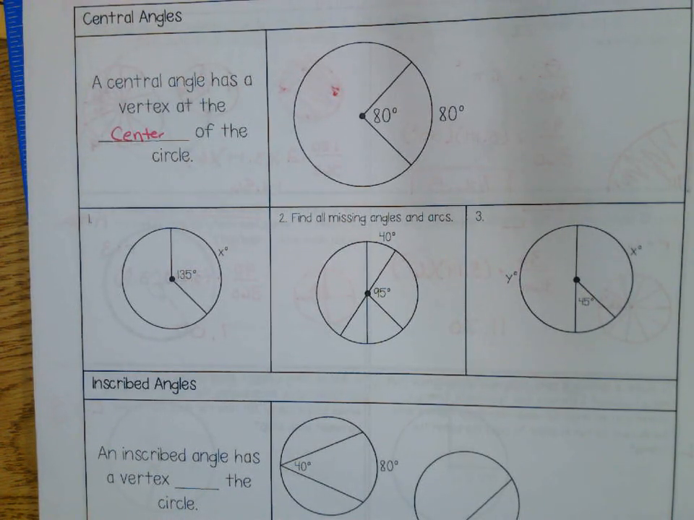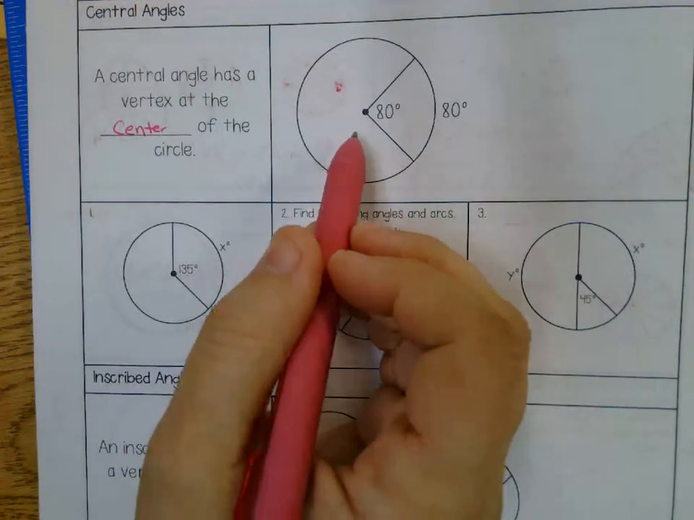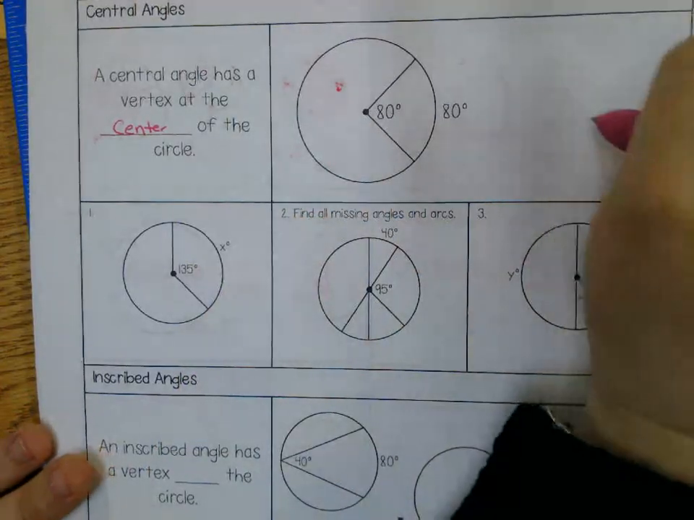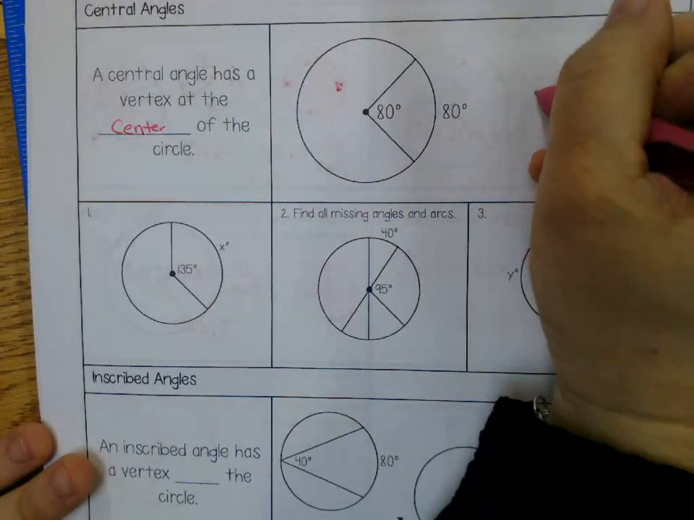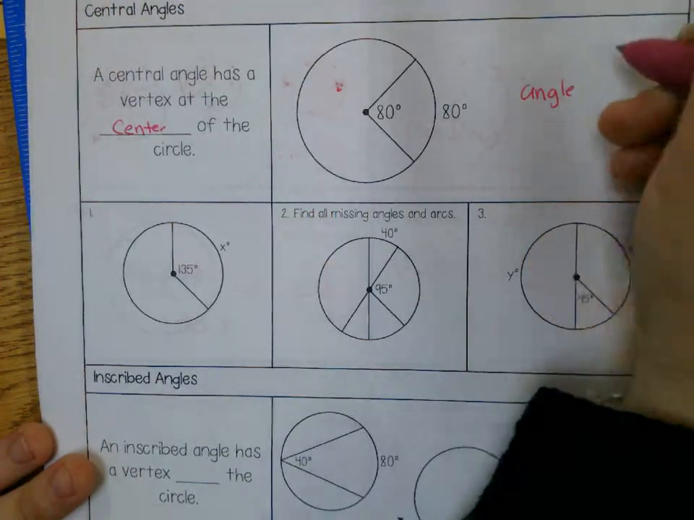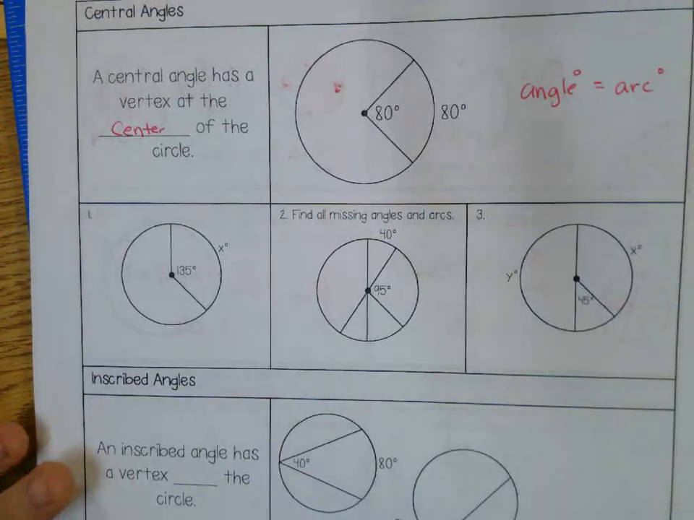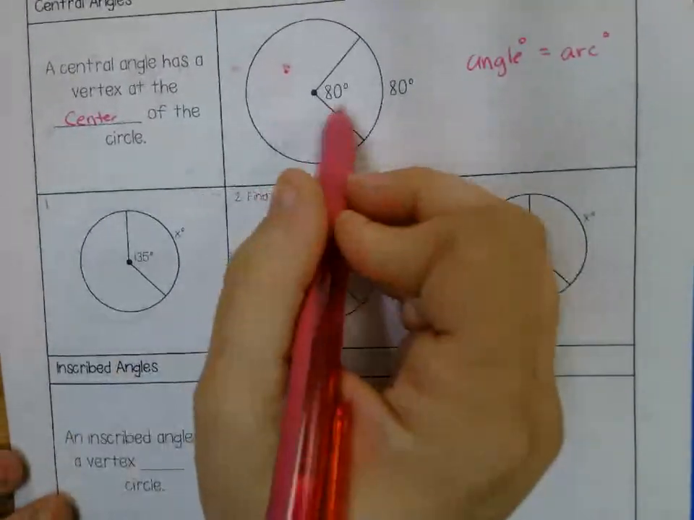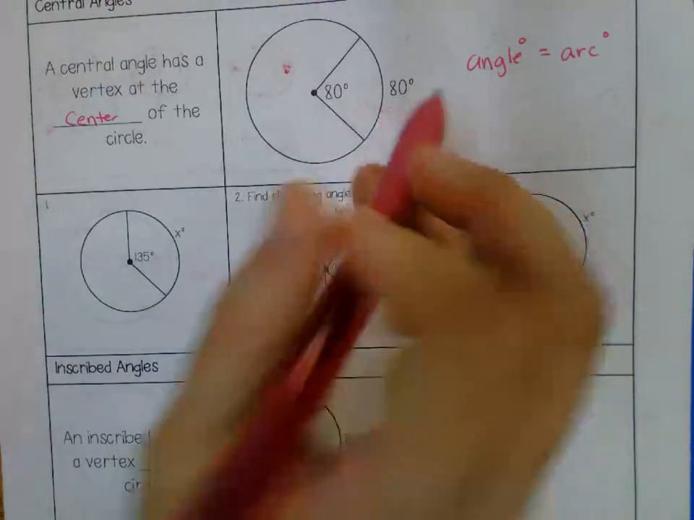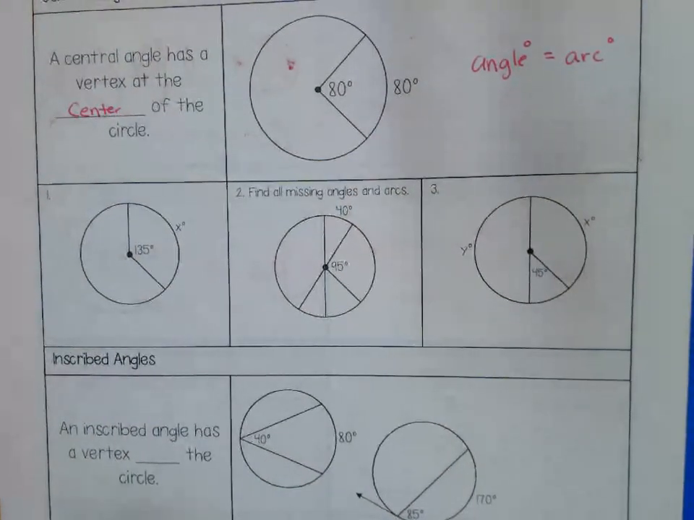So central angles have a vertex at the center of the circle. So this is an example of a central angle, okay? And the rule for central angles is that the angle measure equals the arc measure. So if the angle is 80 degrees, the arc is 80 degrees. The angle is 90 degrees, the arc is 90 degrees. So the angle measure equals the arc measure.